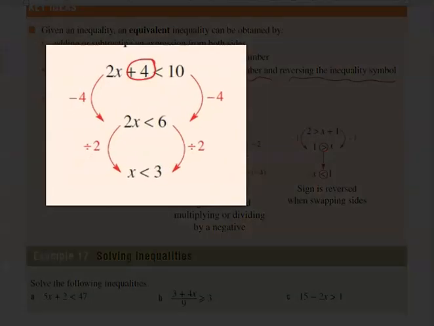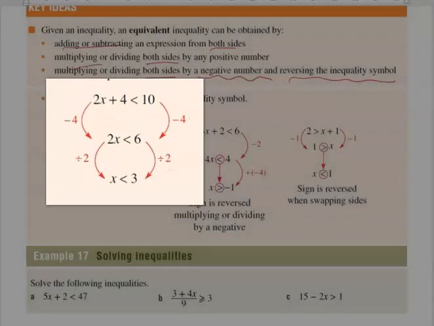If I have 2x plus 4 is less than 10, well, if I take off that plus 4 from both sides, 2x is still less than 6. That's going to be true, and then x will be less than 3. We still don't know what x is, but that inequality is now still true.